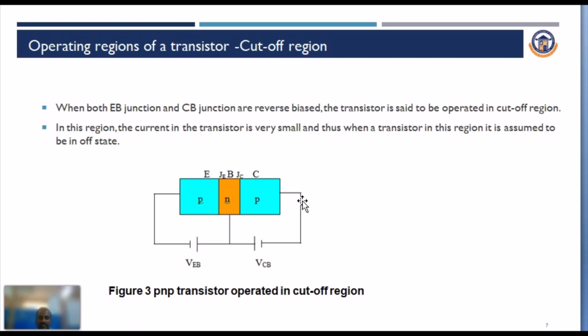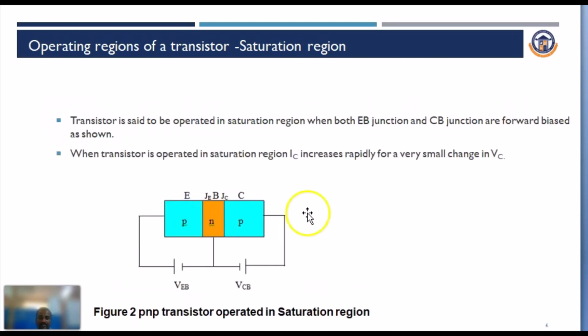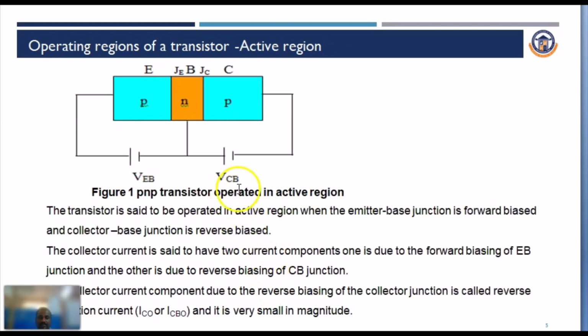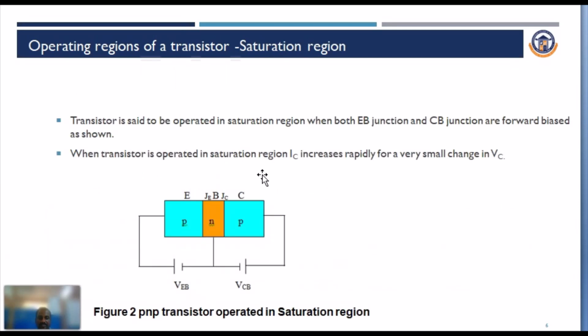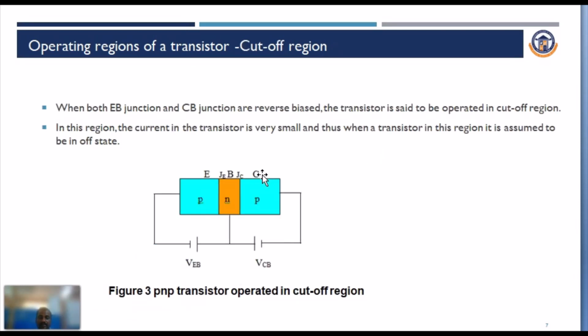So normally, in a previous slide, we discussed the cutoff region. For the active region, the emitter-base junction must be in forward bias conditions, whereas the collector-base junction should be in reverse bias conditions. For the saturation region, both the terminals, that is the collector terminal as well as the emitter terminal, can be tied to a positive supply. Then I can say that it is in the saturation region.